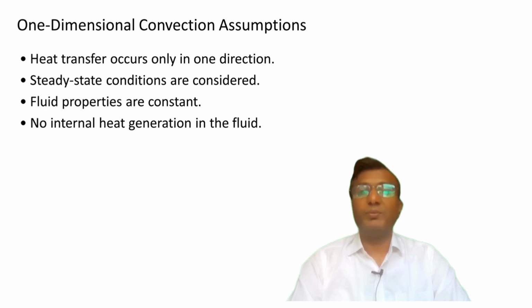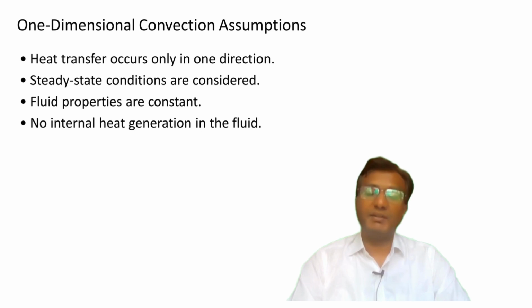Third, we assume the fluid properties such as viscosity and thermal conductivity are constant, which is reasonable for small temperature ranges. Finally, we assume no internal heat generation in the fluid, so no chemical reactions or other heat sources complicate the analysis. These assumptions allow us to apply Newton's law of cooling and other models effectively. They are applicable in scenarios like cooling flat surfaces or designing heat exchangers. By simplifying the problem, we can focus on the core physics of convection. Next, we will explore the thermal boundary layer, which is a key concept in convection.